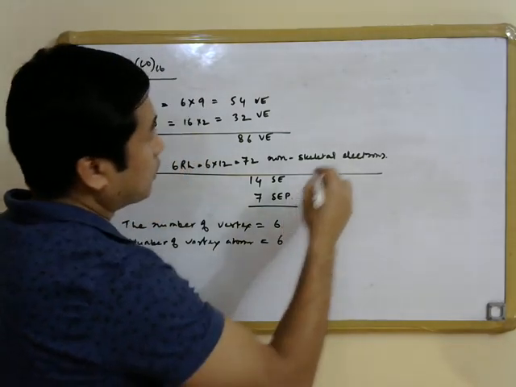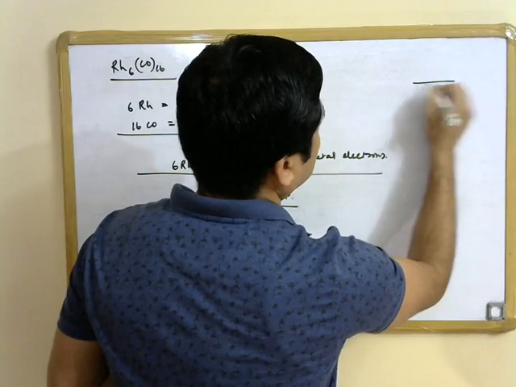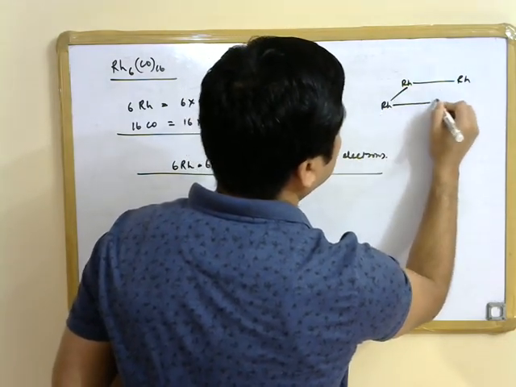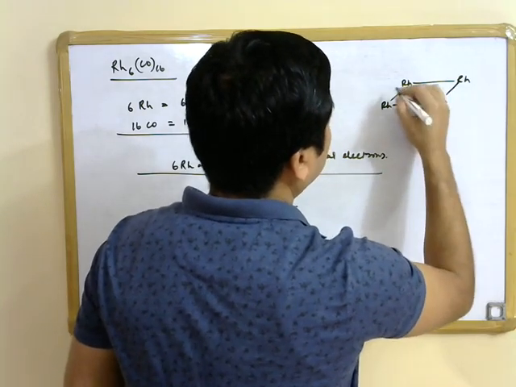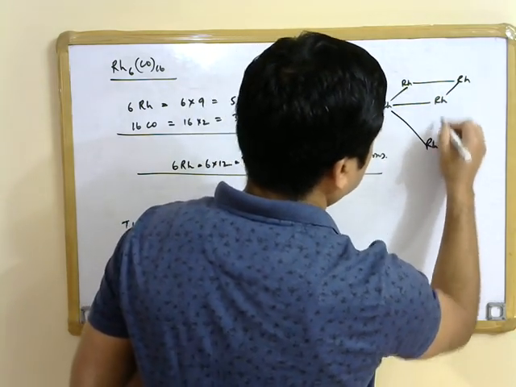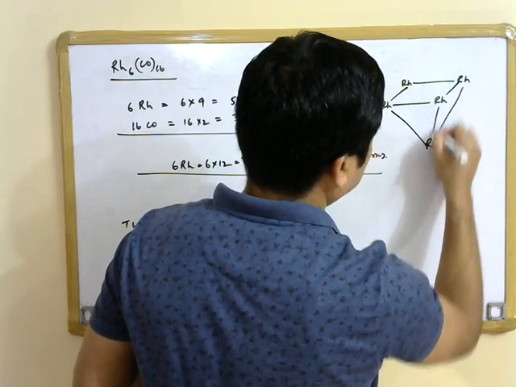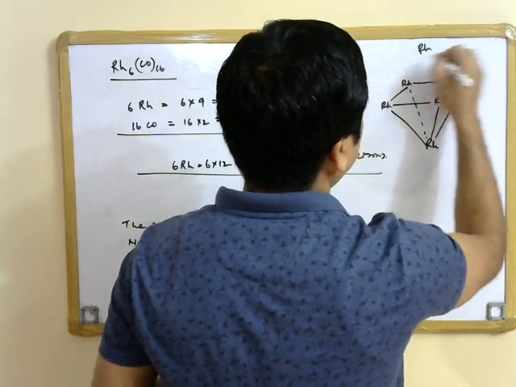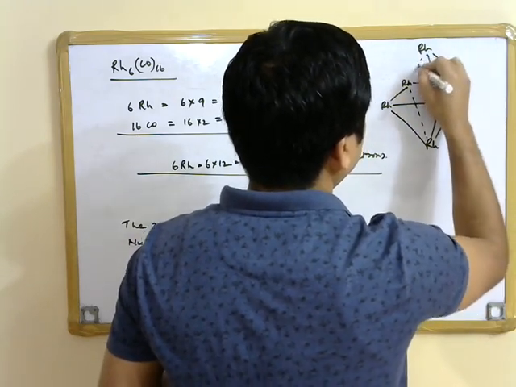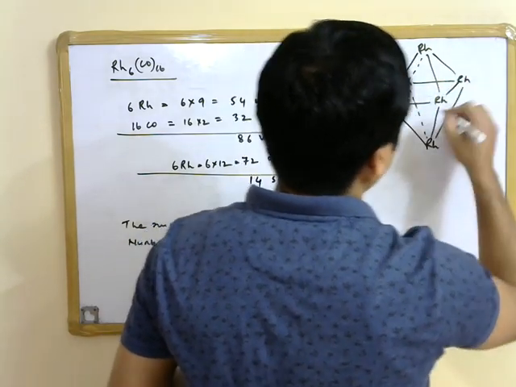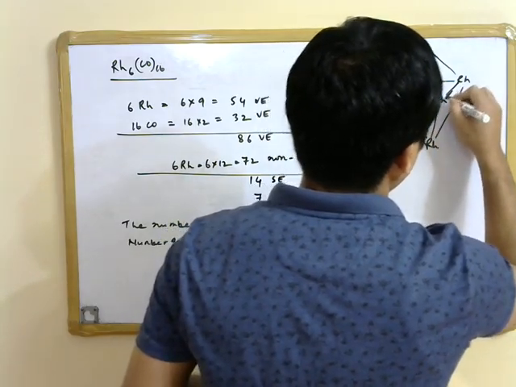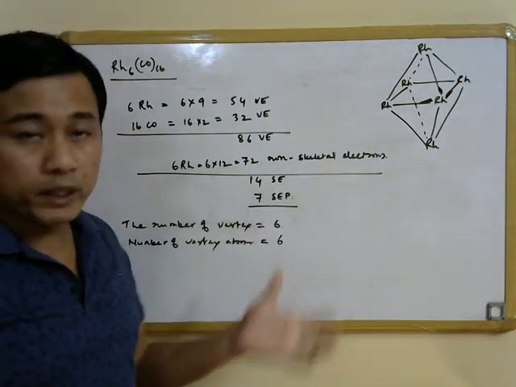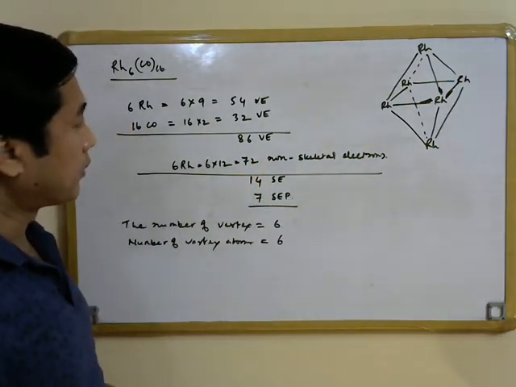And we can draw the structure as well. That is, we can place rhodium at each vertex of an octahedron here, and that way we will have the basic polyhedral structure of this rhodium carbonyl complex.